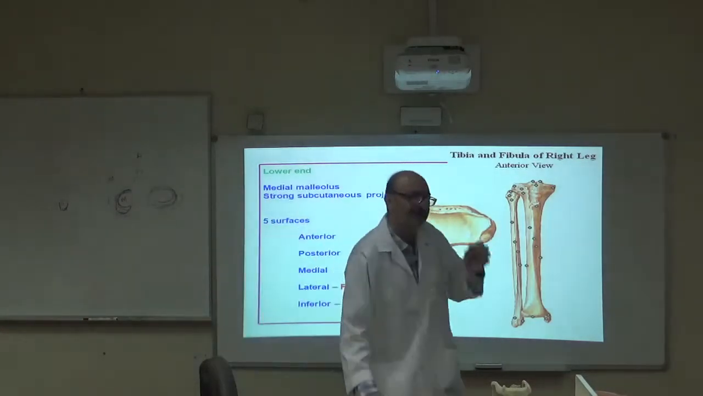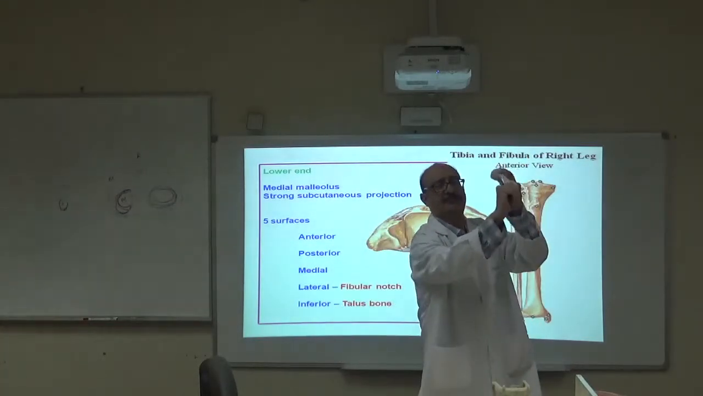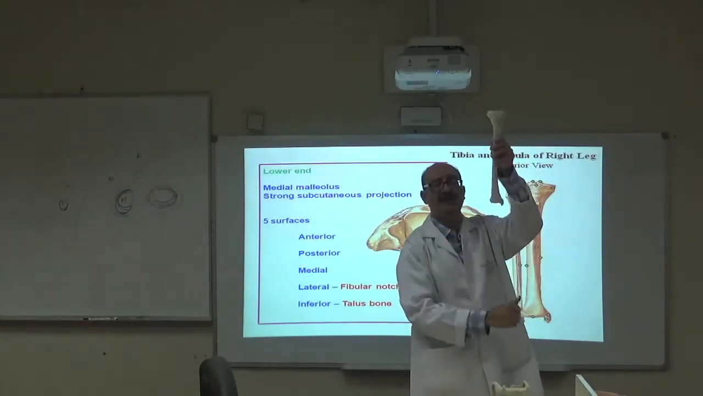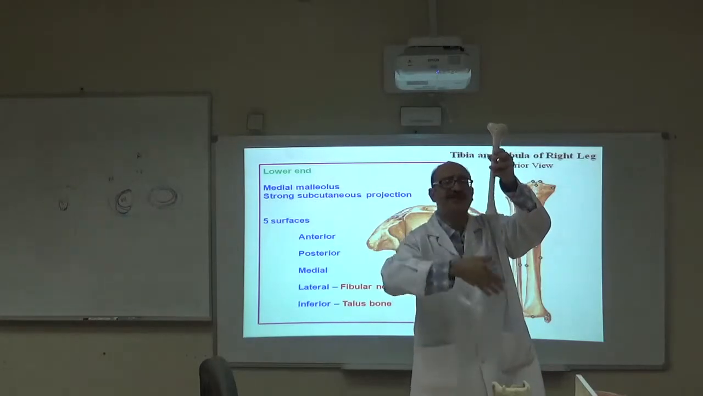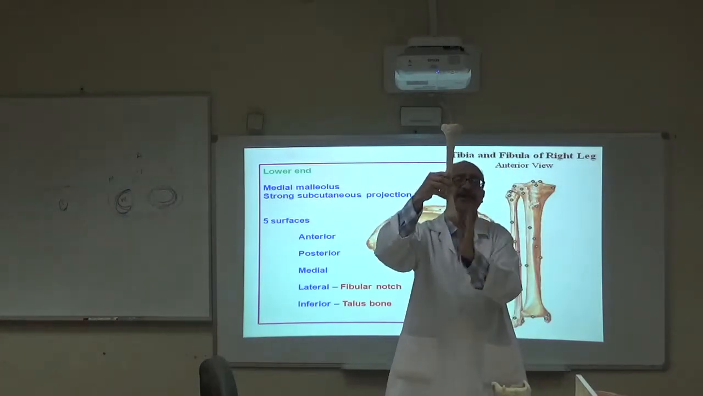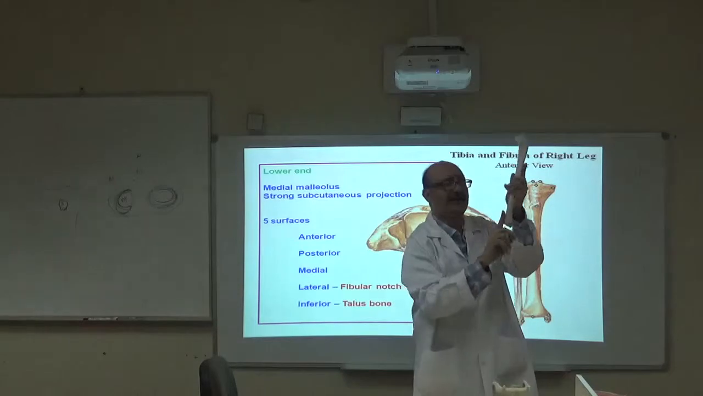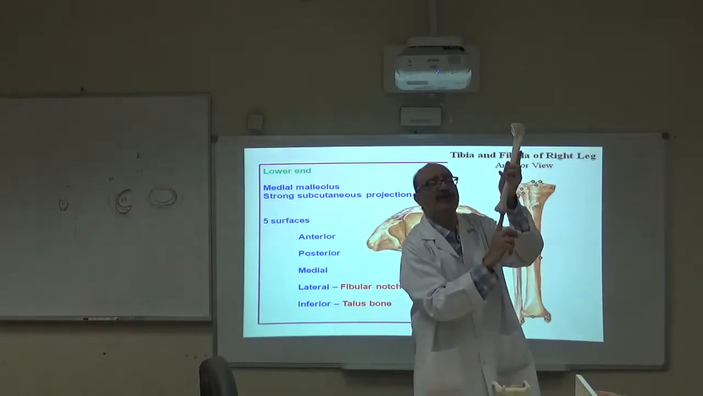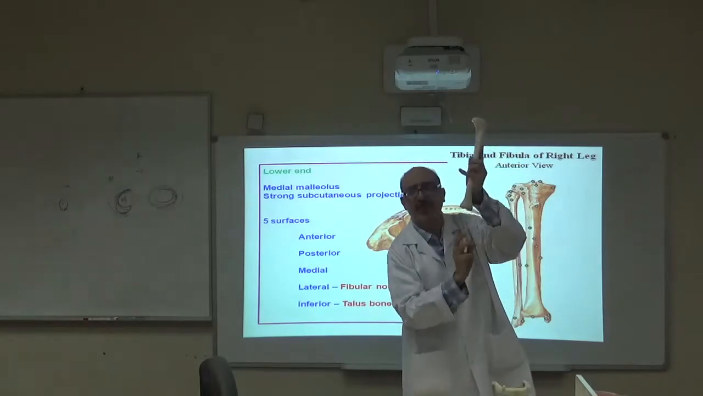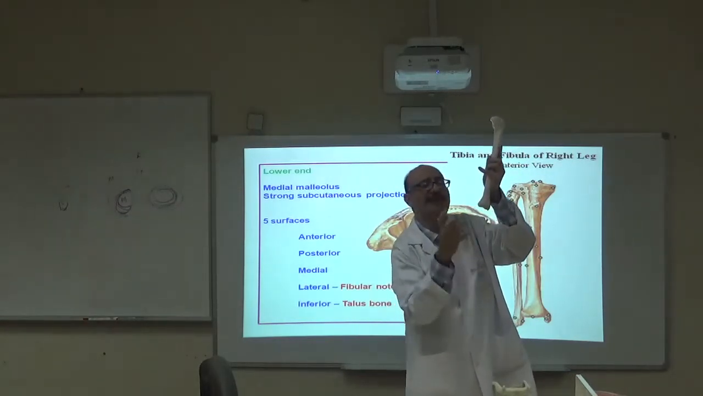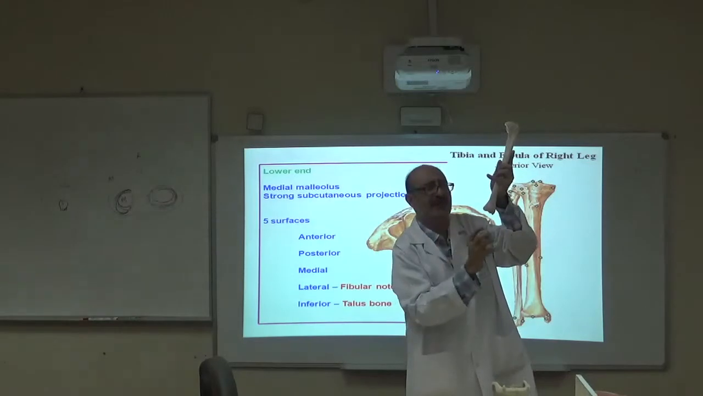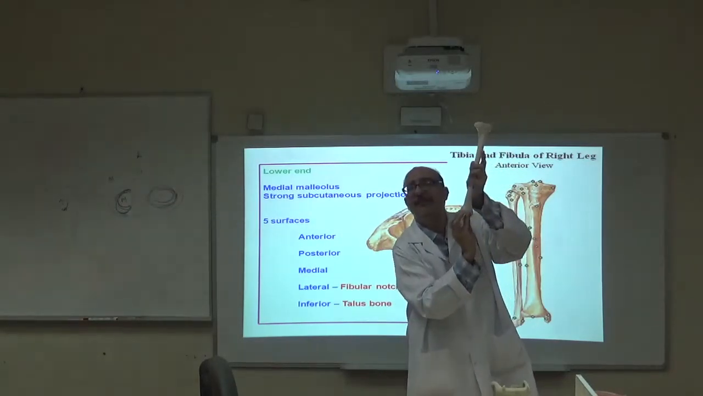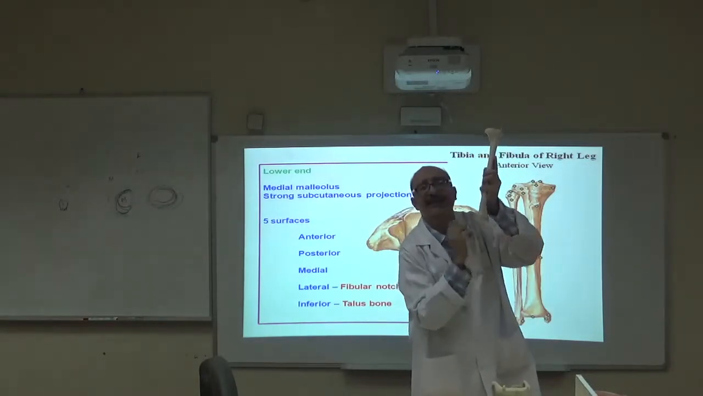The inferior surface. Try to appreciate again. Anterior surface, posterior surface, medial with the malleolus, lateral with a notch, and inferior surface with a bone called the talus. So the talus is a bone of the foot, one of the tarsal bones. It will make a joint here, the ankle joint.